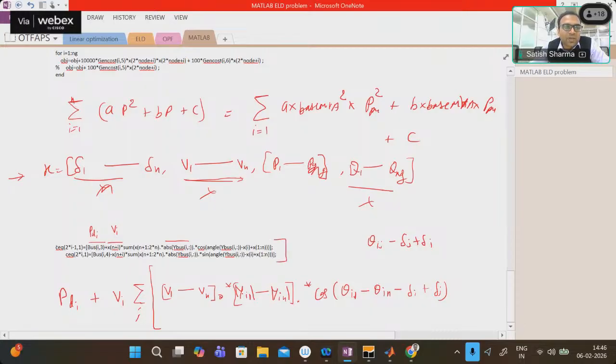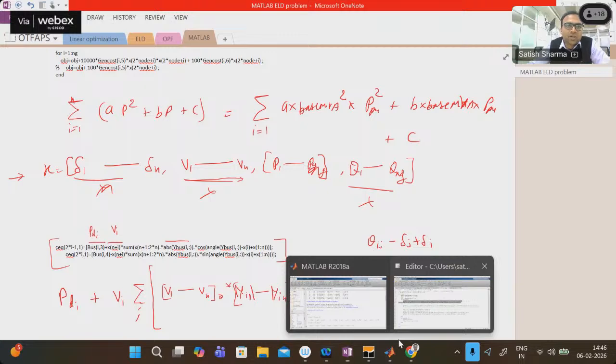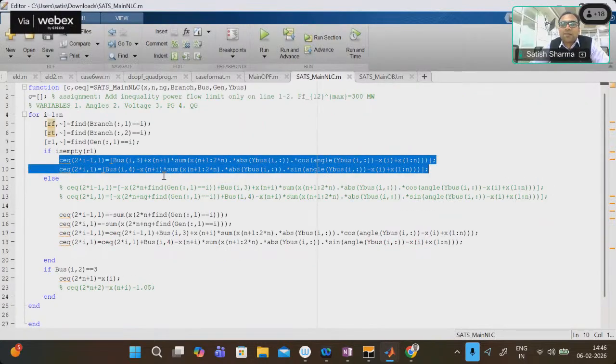We will write it like this in MATLAB as well. You can see this is what I have written here. Any doubts? If you have any doubts.